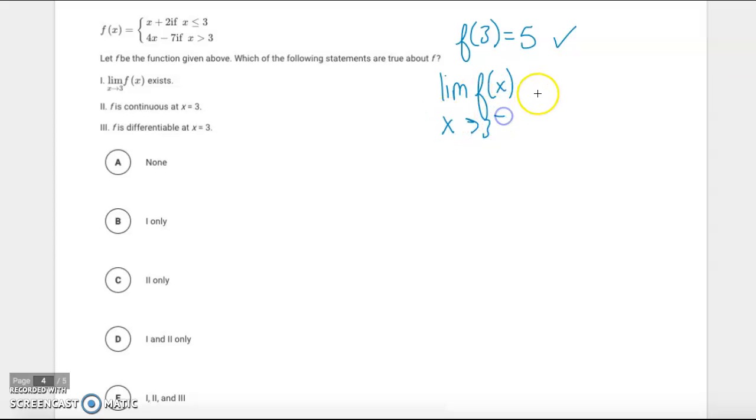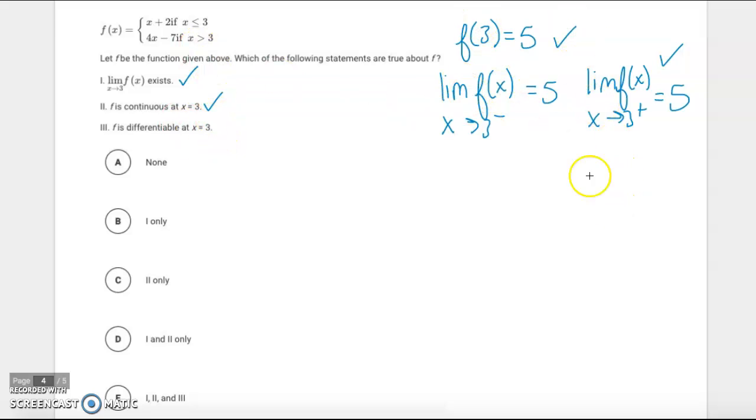let's do my left-hand limit and my right-hand limit. So my left-hand limit is going to be 5 as well. And then my right-hand limit will be, if I plug in 3 there, 12 minus 7, also 5. Excellent. So my limit exists, my function is continuous, and then the last step is to check if it's differentiable.